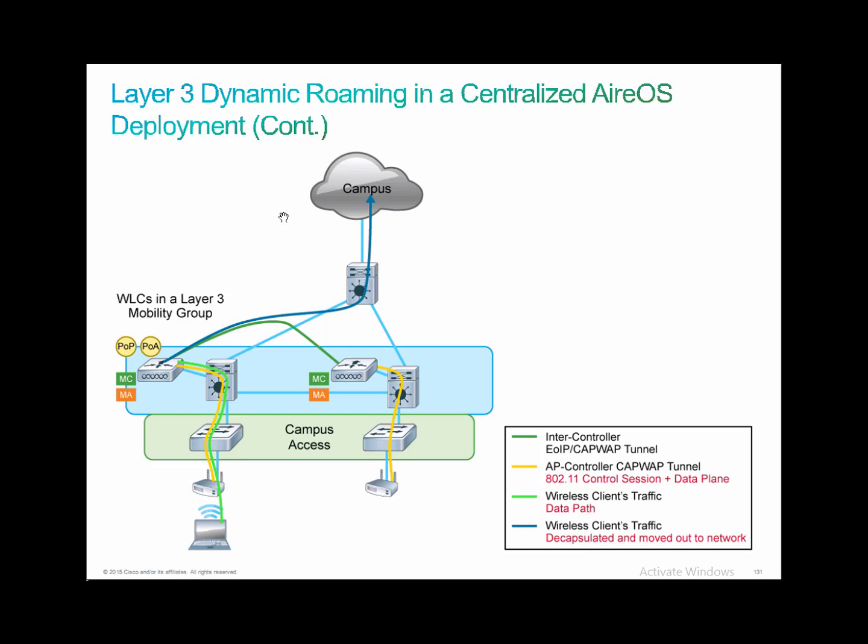They would have to go through the whole reassociation and reauthentication process after that as well. But thankfully, because we have inter-controller layer 3 roaming, that's not something we have to concern ourselves with. It requires that the client's POP gets anchored to the original controller, and the POA moves to the foreign controller. All right.